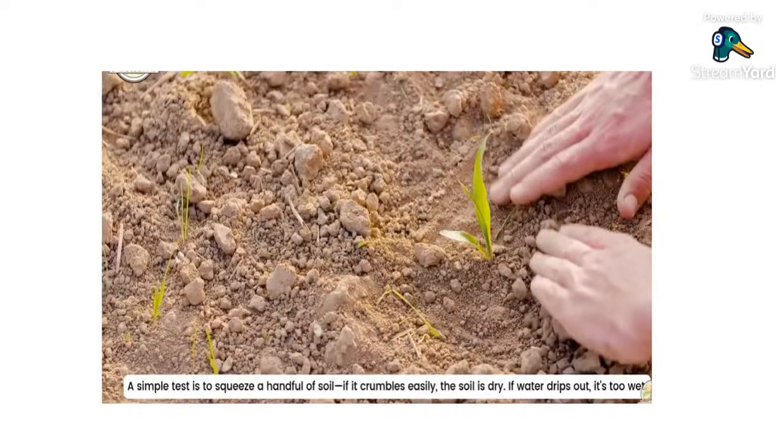A simple test is to squeeze a handful of soil. If it crumbles easily, the soil is dry. If water drips out, it is too wet. You can also determine the soil structure by squeezing a small amount of soil between your thumb and forefinger. If it forms a ribbon, it is likely to be wet.